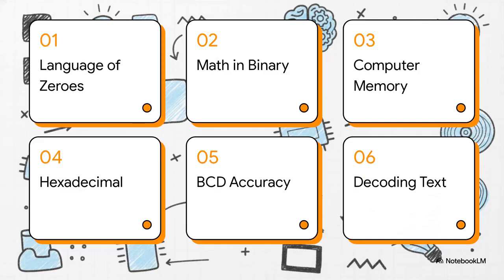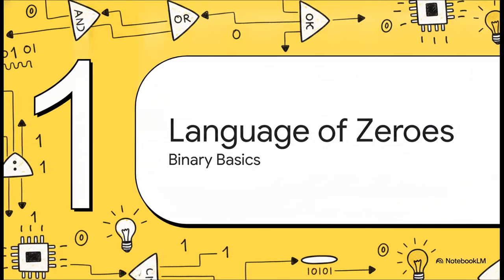So, here's our quick roadmap for today. We'll be covering the language of zeros, doing math in binary, sizing up computer memory, hexadecimal, the human shortcut, BCD for exact accuracy, and finally, decoding text with ASCII and Unicode. Let's start right at the foundation. Part 1, the language of zeros.